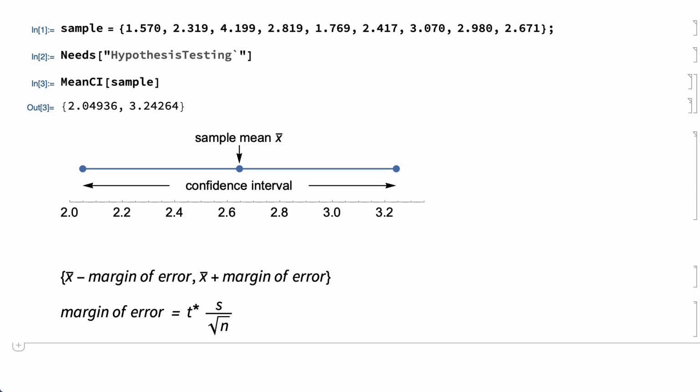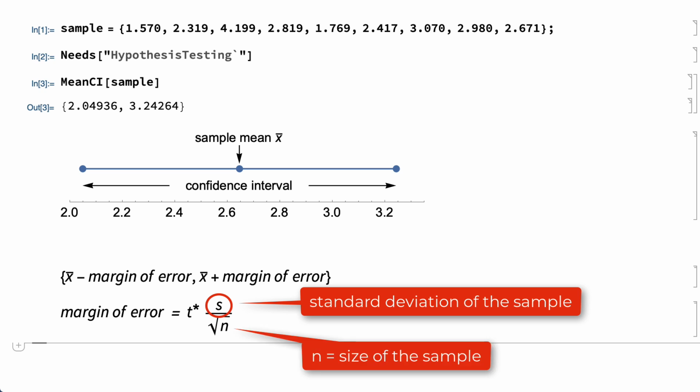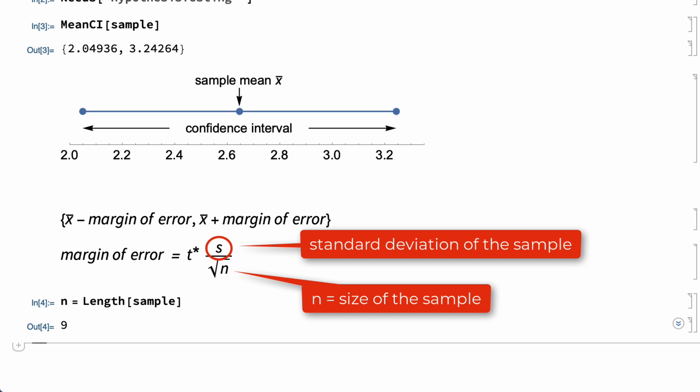In this example, the margin of error is computed using this formula, which gives the margin of error in terms of a quantity t star multiplied by the standard deviation s of the sample divided by the square root of n, where n is the size of the sample. The sample in this example has 9 elements, so n is equal to 9.